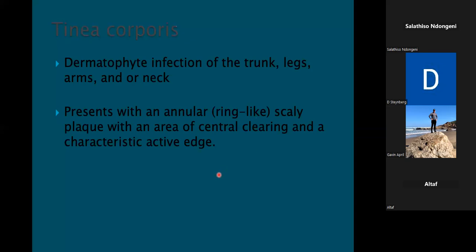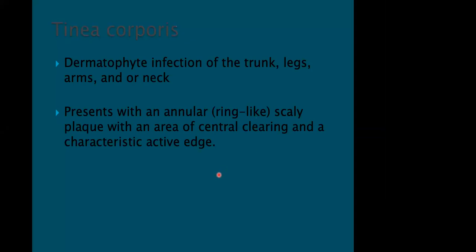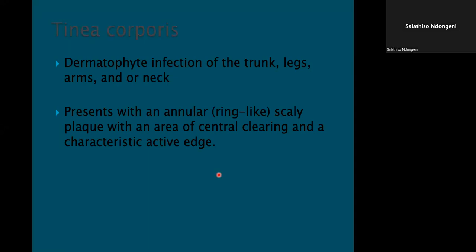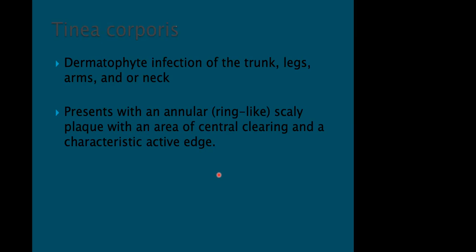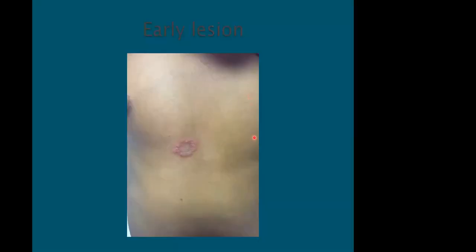Now, going over to tinea corporis. This is a dermatophyte infection involving the trunk, legs, arm, and neck. And again, like I said, the classic lesion is an annular, scaly patch or plaque with a clear center and an active edge. This is a classic lesion. The center is clear and we have an active edge.